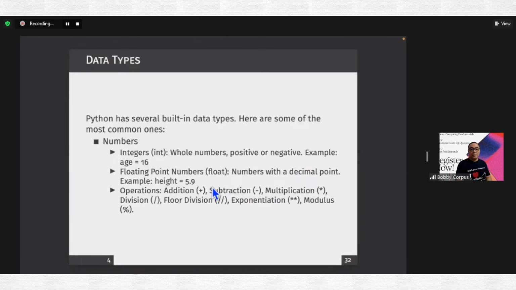Okay. Tapos ito yung mga usual na data types, which is also found in other programming languages. So numbers, integers, and then floating point numbers, and then usual operations, no? Subtraction, addition, and then itong mga exponentiation, no? Ito yung exponentiation modulus, ito yung gagamitin natin when we are cracking the RSA, no? Gamit na gamit natin yan.